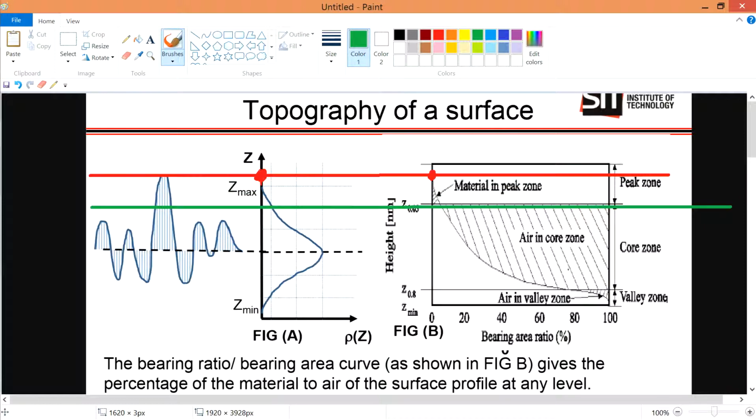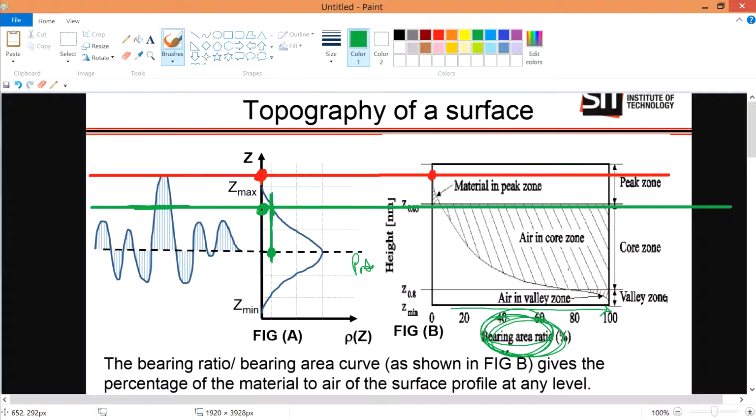At this height, the probability of my material at this particular height is slightly higher already, because the probability at this point, this is the probability. The x-axis is the probability. Same thing over here, this x-axis is the bearing area ratio. So I think it's still the probability also.